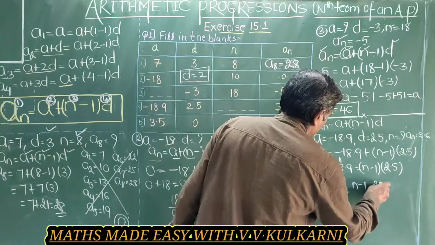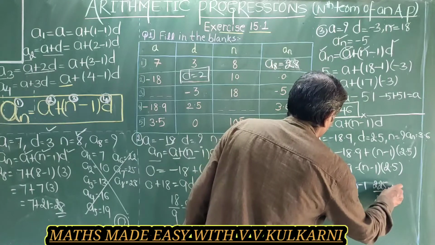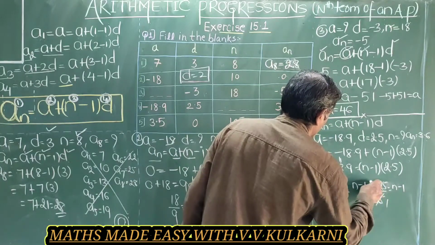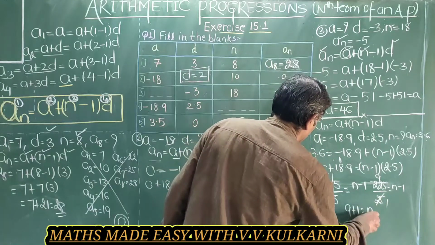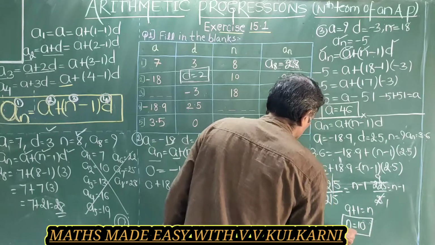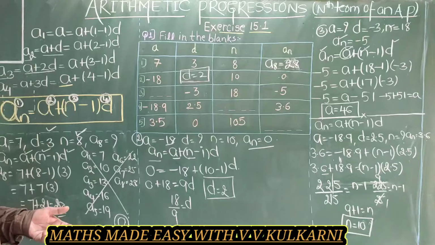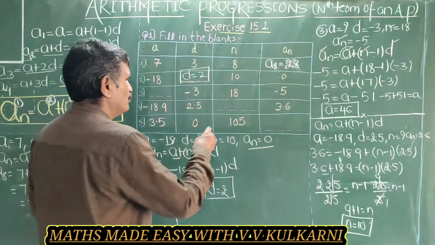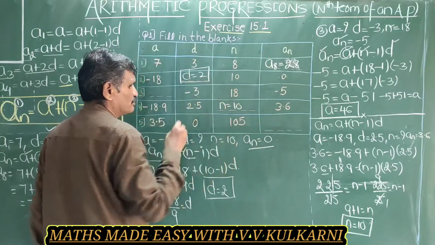So 225 divided by 25 is equal to n minus 1. 25 nines are 225. So 9 plus 1 is equal to n, and 9 plus 1 is equal to how much? 10. So n is equal to 10, not 9, n is equal to 10. That means what? Here if I put the 10th term, then I will be getting the last term as 3.6.